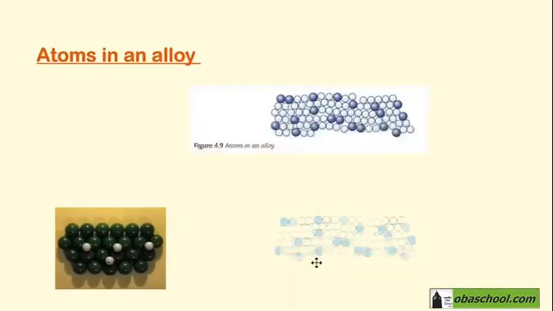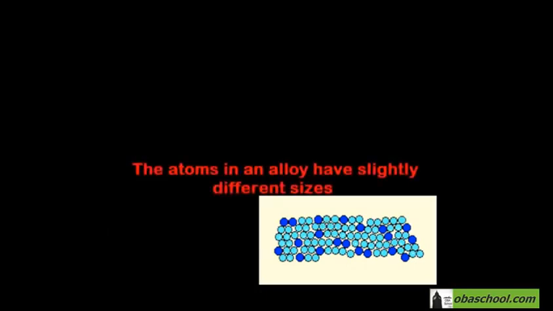This figure here shows you the difference in size as well, with the white smaller than the green, and this figure also shows you the difference in size in alloys. So the atoms in an alloy have slightly different sizes. The size difference is what makes an alloy stronger and harder than pure metal.